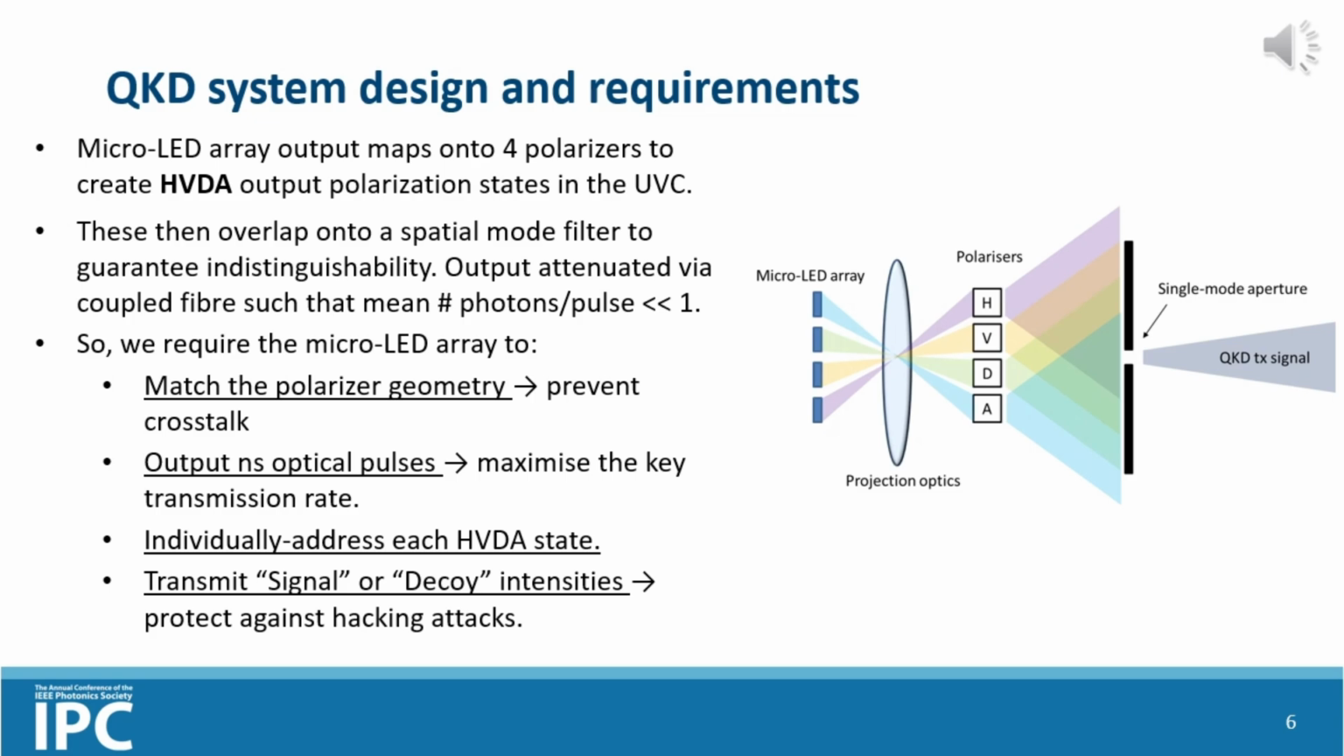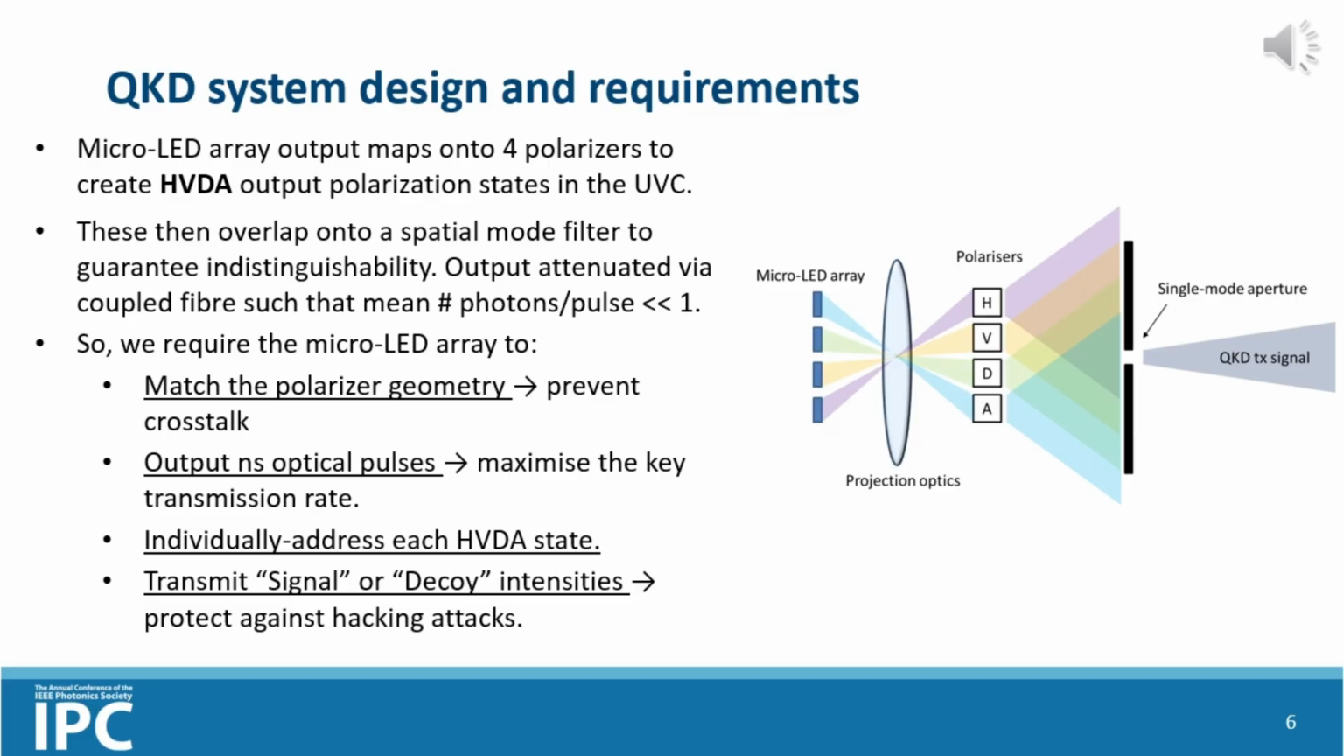Then they will be coupled to a fiber to attenuate the signal so that the mean number of photons per pulse transmitted is on average less than 1 photon per pulse. So what we require from the micro-LED arrays in order to meet these system requirements, first of all, we want to match the polarizer geometry, so we don't want optical crosstalk from one micro-LED polarizer channel to the next. We want to be able to exchange the QKD information as quickly as possible, so we want to be able to pulse the LEDs as quickly as possible, so we're targeting optical pulses on the order of nanoseconds.